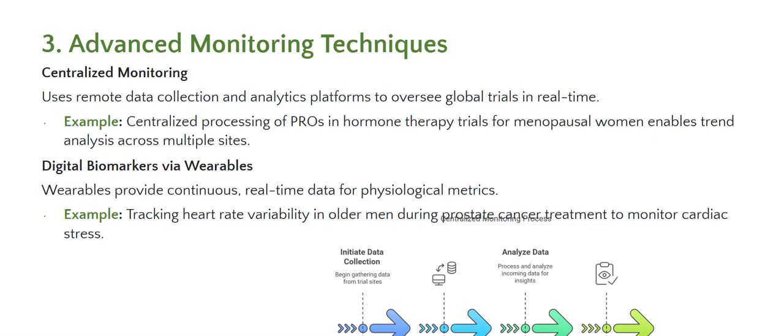Another advanced monitoring technique is digital biomarkers via wearables, as wearables provide continuous real-time data for physiological metrics, for example, tracking heart rate variability in older men during prostate cancer treatment to monitor cardiac stress. And here is a summarized diagram on the centralized monitoring process: initiate data collection, transmit data to platform, analyze data, and then monitor trials.